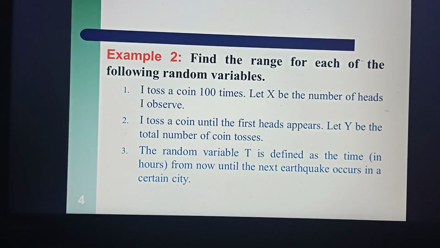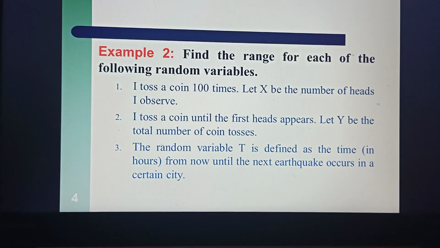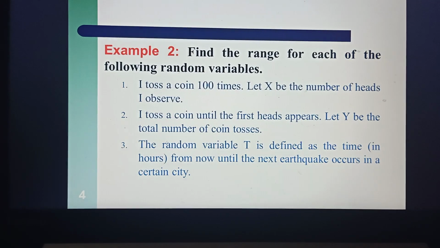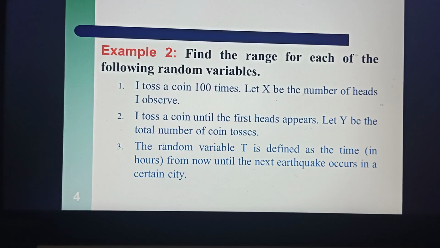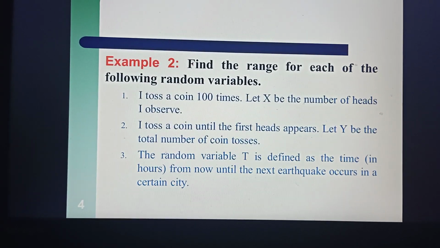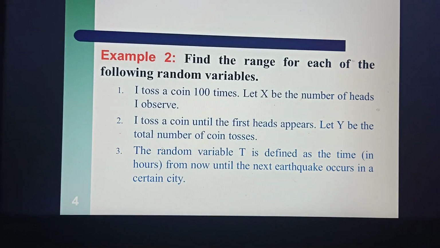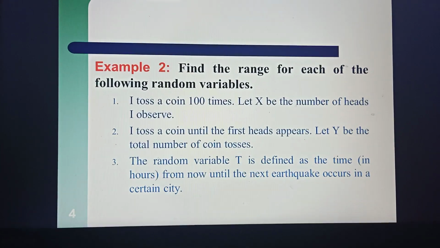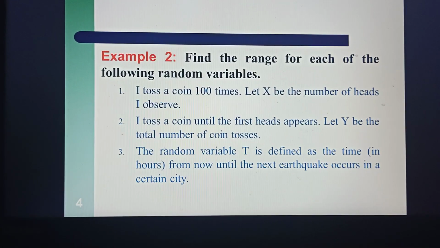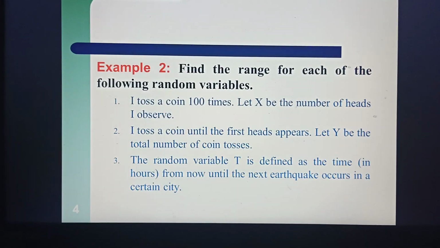Now the third problem here is, so these are all individual problems where you need to find the solution. The random variable t is defined as the time in hours from now until the next earthquake occurs in a certain city. I hope the questions are quite different, and you might be thinking how to find the solution. It's quite simple, so let us go to the solution now.